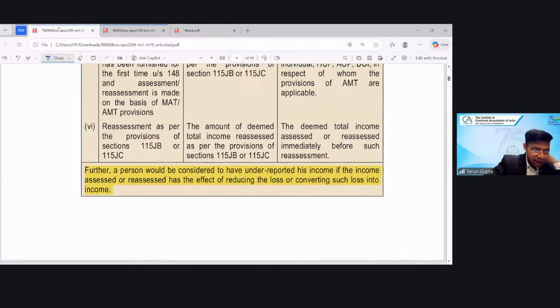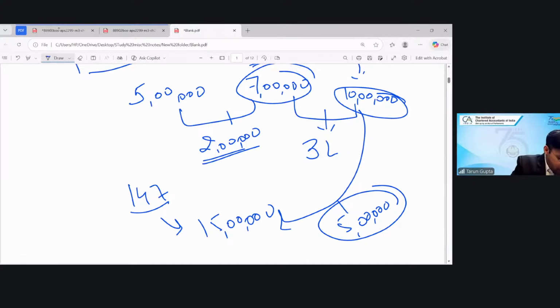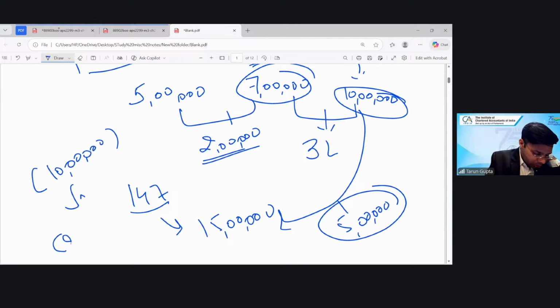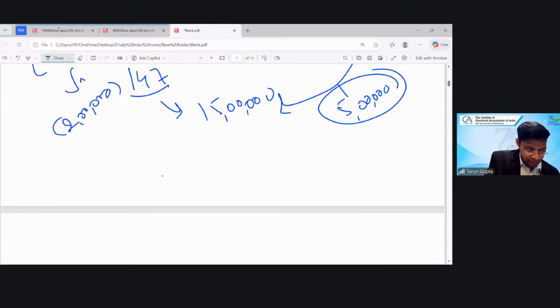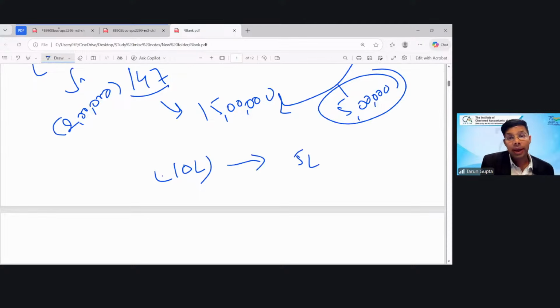Also, there may be a case that the assessee furnished a return of income and showed a loss of rupees 10 lakh. Now, in the assessment, this loss has been reduced to rupees 2 lakh. Is there an underreported income? Of course. Since the loss has reduced, or if the loss is converted into income, there is an underreported income. In this case, the underreported income is 8 lakh. Had this 10 lakh loss been converted into 5 lakh income, then the underreported income would be 15 lakh.